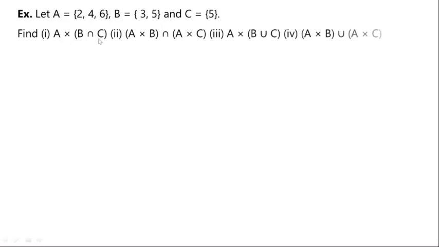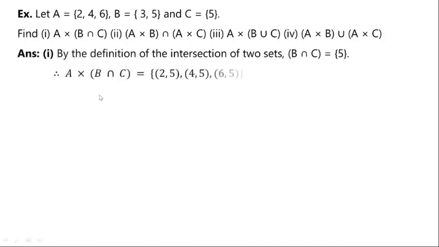Next example we have set A having elements 2, 4, 6, B having elements 3, 5, and C having element 5 only. So find first A cross (B intersection C). For finding the Cartesian product of A with respect to B intersection C, first of all we have to evaluate B intersection C. So what is meant by intersection? Common elements, or we may say same elements, between B and C. Which are they? It is 5. So B intersection C is equal to the set of element 5.